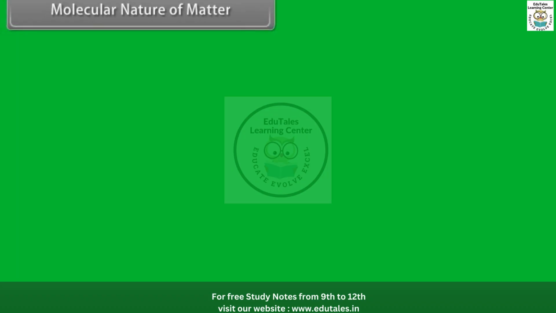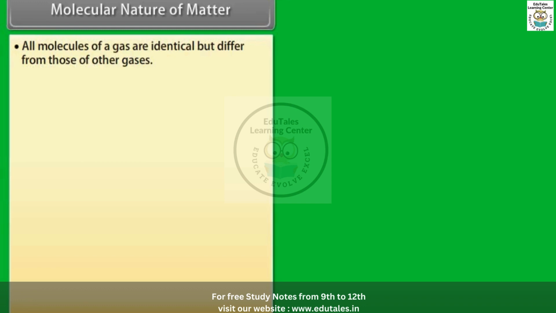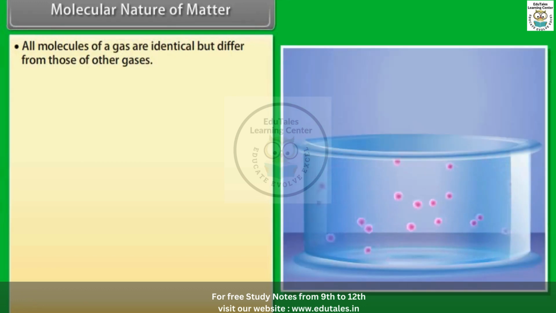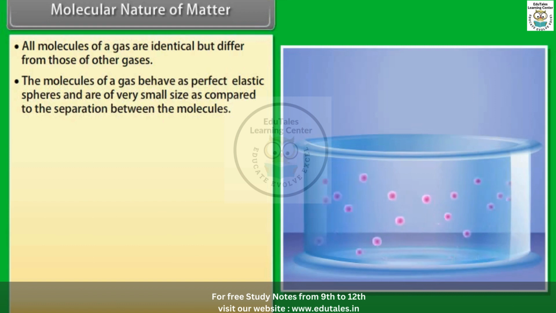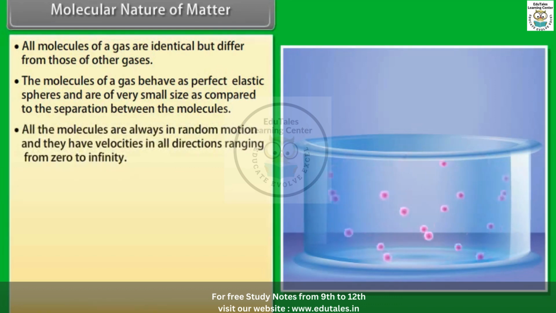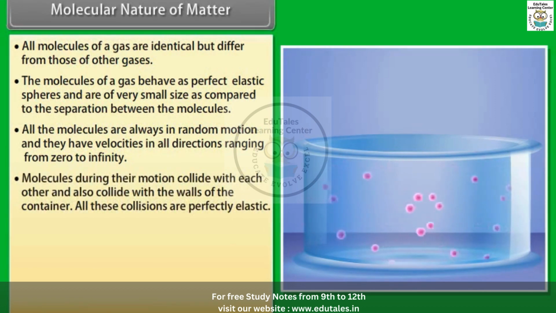Molecular nature of matter. All molecules of a gas are identical but differ from those of other gases. The molecules of a gas behave as perfectly elastic spheres and are of very small size as compared to the separation between the molecules. All the molecules are always in random motion and they have velocities in all directions ranging from 0 to infinity. Molecules during their motion collide with each other and also collide with the walls of the container. All these collisions are perfectly elastic.